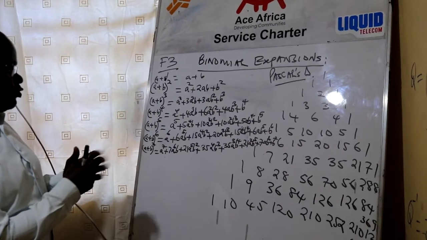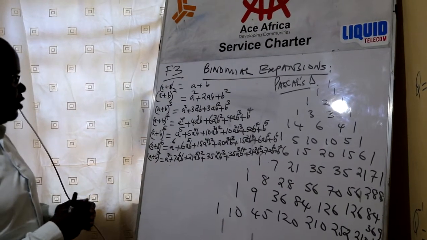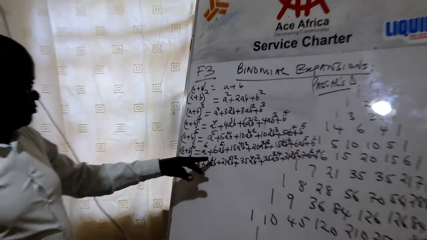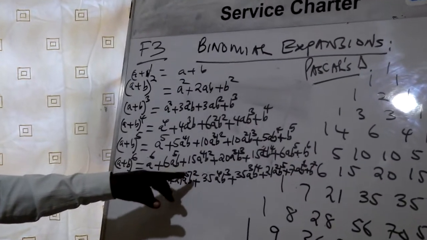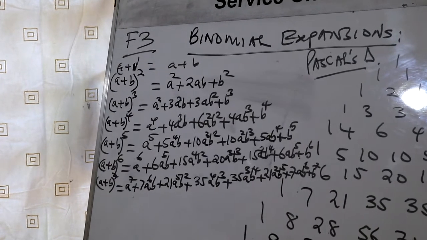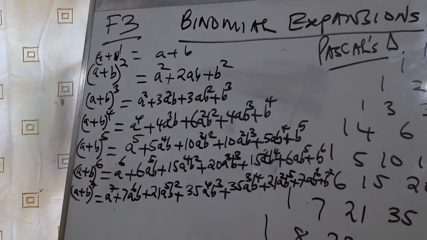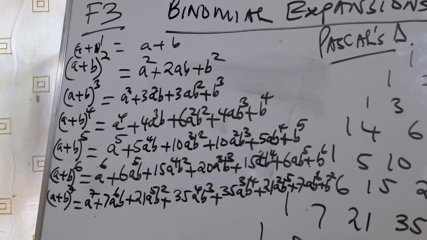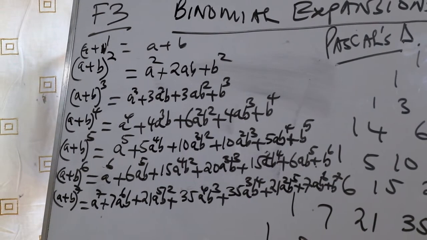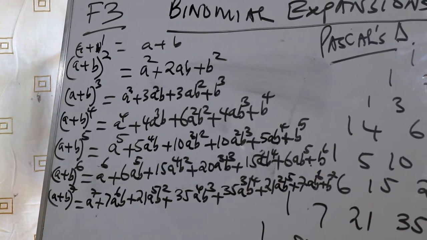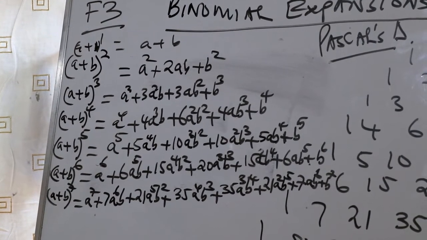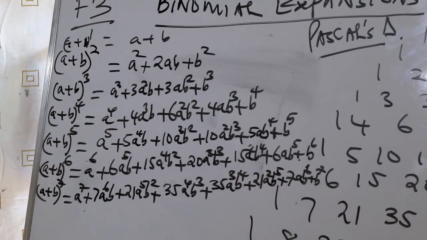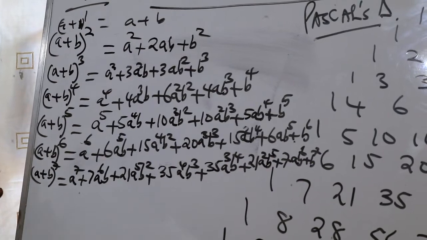I want us to make a conclusion that we shall use it throughout. This is a raised to 6 plus 6a raised to 5b plus 15a raised to 4b squared plus 20a raised to 3b raised to 3 plus 15a squared b raised to 4 plus 6a b raised to 5 plus b raised to 6. Good.